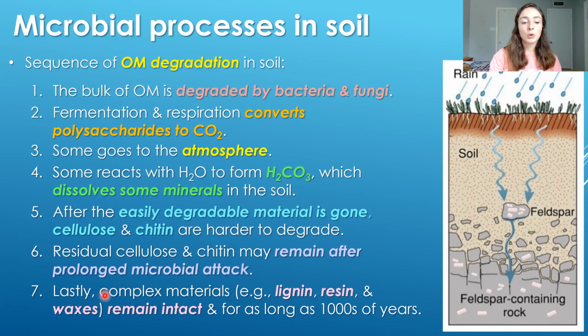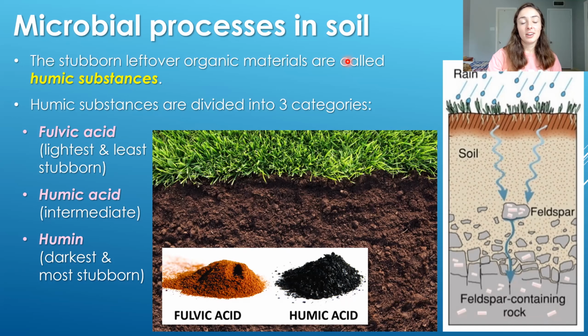And then the last, more complex and most stubborn material like lignin, resin, and waxes remain intact and require much more prolonged microbial attack to actually degrade, and actually can remain intact for as long as thousands of years without becoming degraded. And these stubborn leftover substances that are really hard to degrade are called humic substances. Humic substances can be divided into three main categories: fulvic acids, which are the lightest in color and least stubborn of the humic substances, and humic acid, which is kind of intermediate between the two end members, and then humin, which is the darkest and most stubborn of the humic substances.